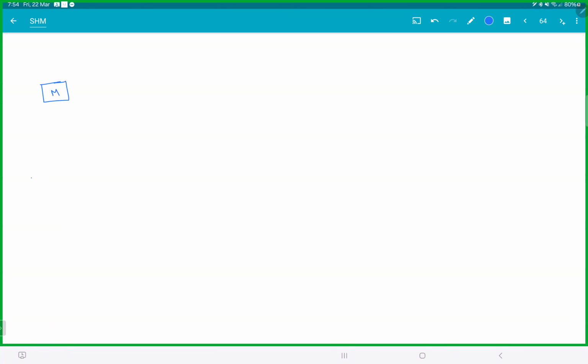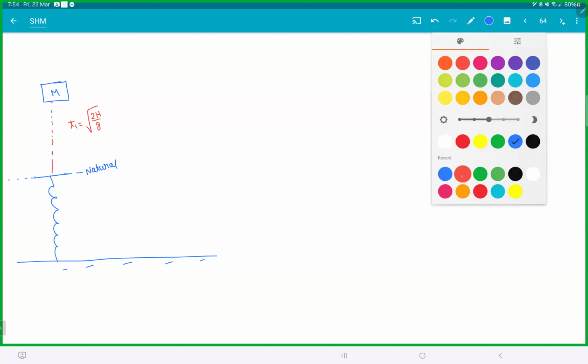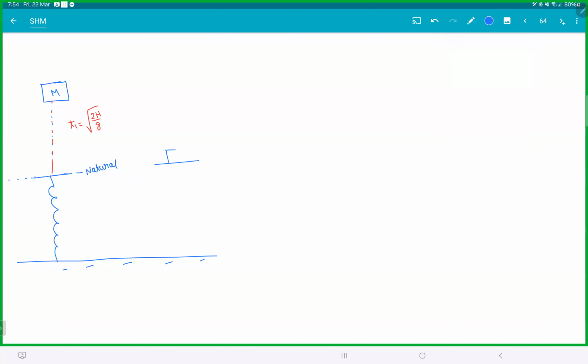Block of mass m, this is your initial position. This is the natural length. So the block will come and fall from here to here. Let this be time t1, which is root over 2h by g, basic kinematics. Once the block hits the spring, this is a mistake you guys are doing.